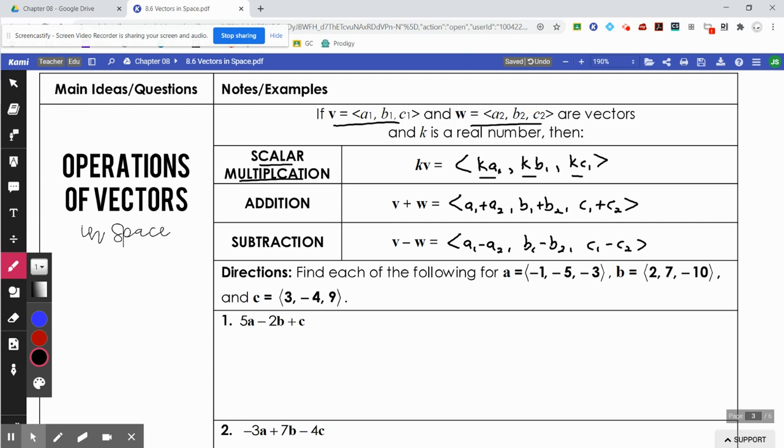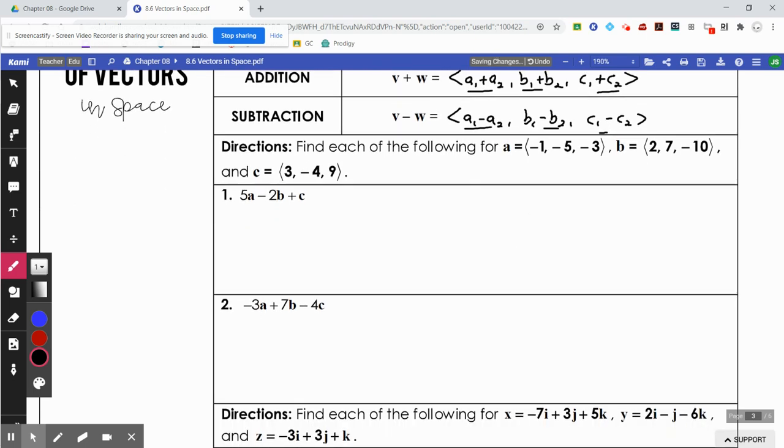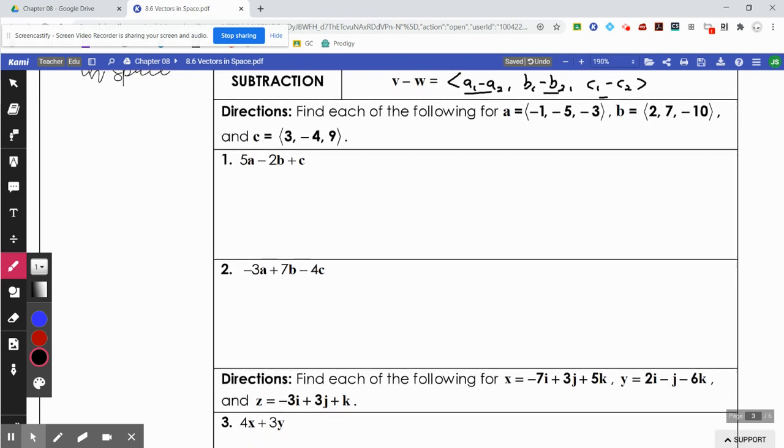How do you add two vectors? Well, you just add their components. How do you subtract two vectors? Well, you just subtract their components. So the exact same operations as we did before. So let's try some of these.